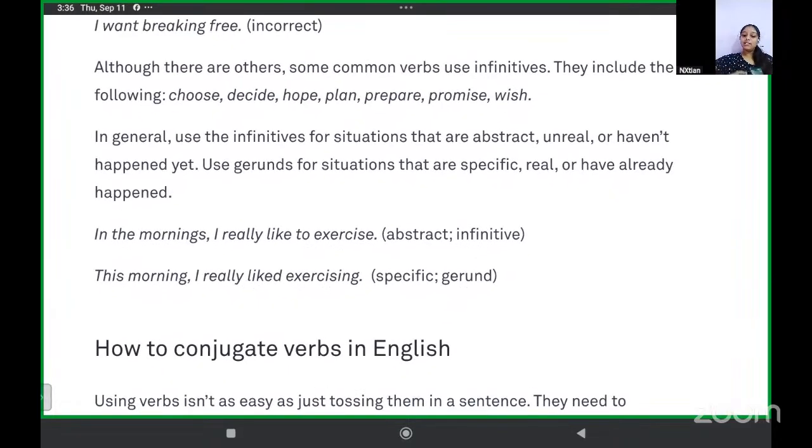Although there are others, some common verbs use infinitives. They include the following: choose, decide, hope, plan, prepare, promise, and wish. In general, use the infinitives for situations that are abstract, unreal, or haven't happened yet.